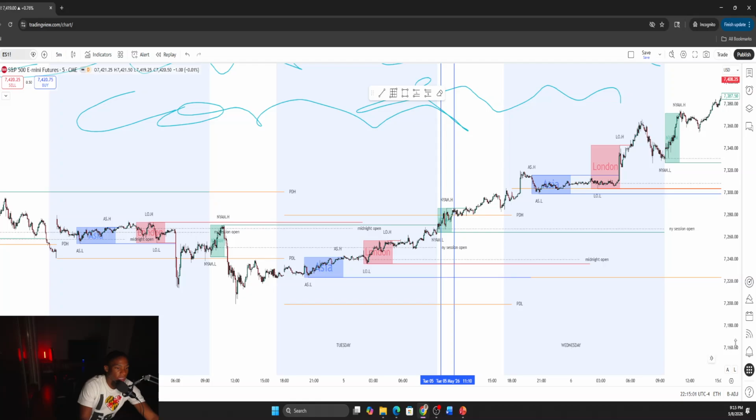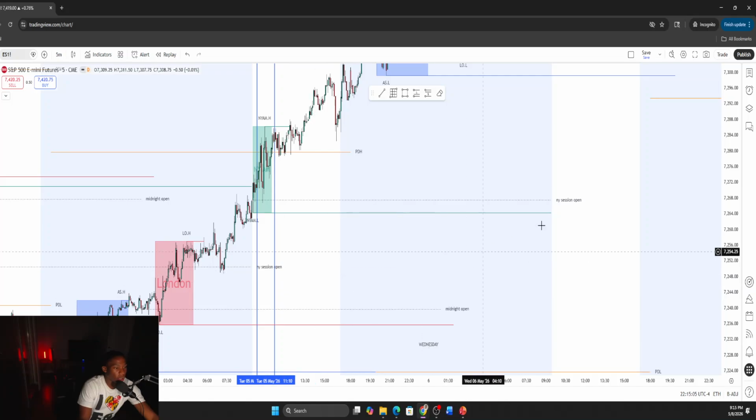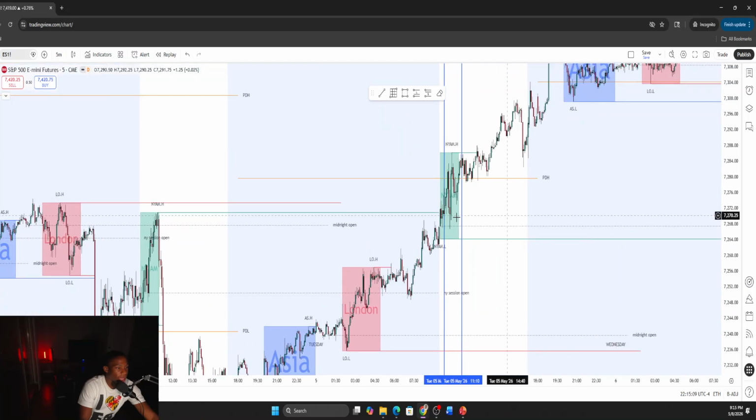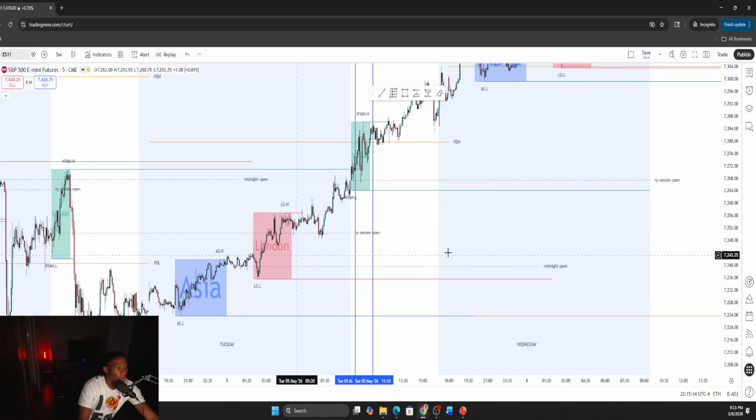So let's see, what is the Judah swing? Judah swing is very simple. It's these two things that are already pre-drawn for us, the New York session open, as well as the midnight open for that day, right? Okay, cool. So this is the one for the New York session for here. It's the midnight open from here.